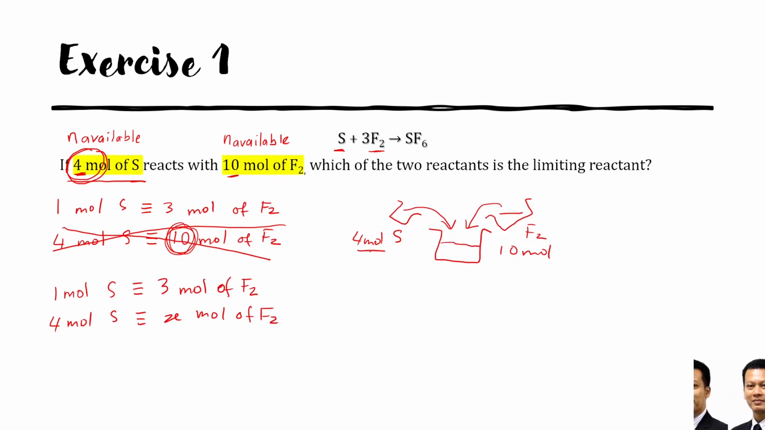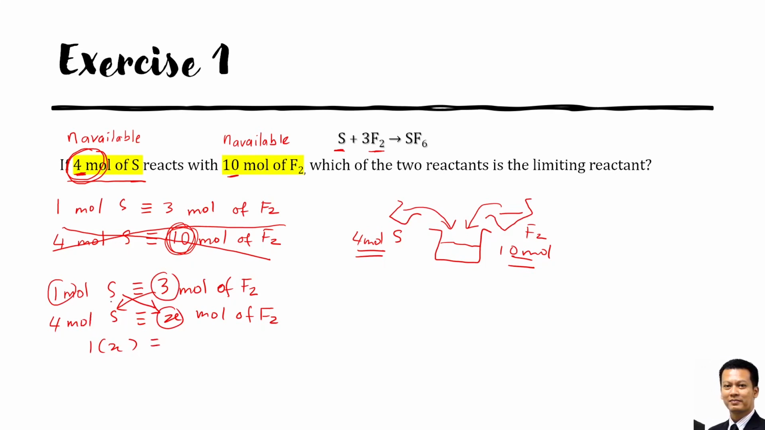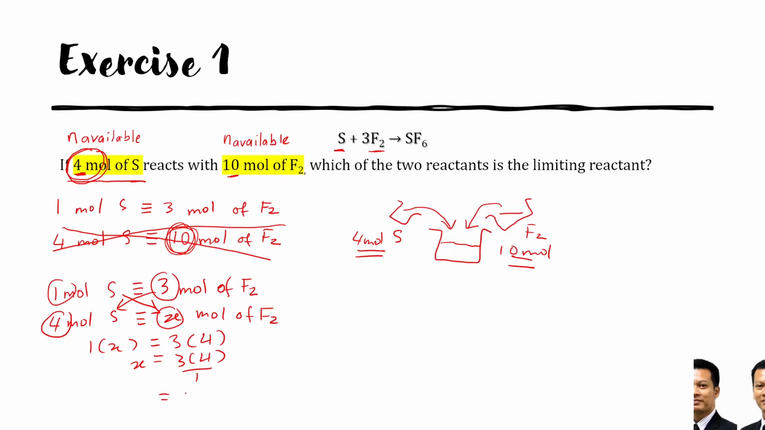Okay, this number means what is available to you. So cross product this one. So back to the equation, cross product. 1 times X, X times 1, the same thing. So 3 times 4. Okay, so X is actually equal to 3 times 4 over 1. So it is 12 mole. What is this number that you calculate? So it is X. What is X? X is mole of F2.